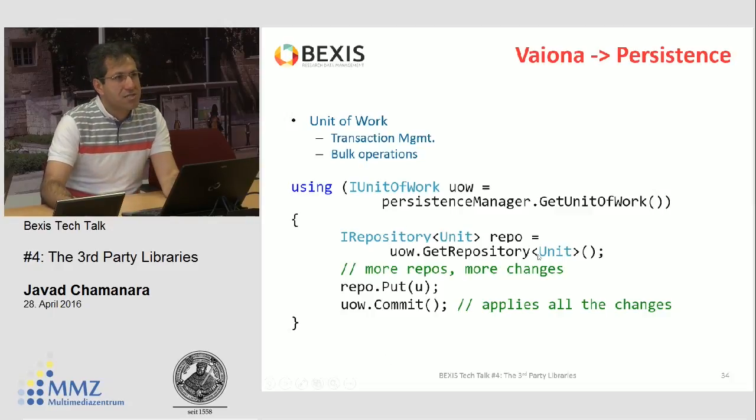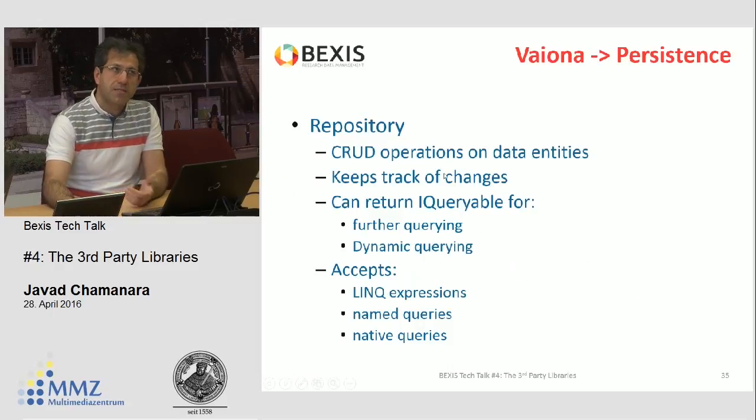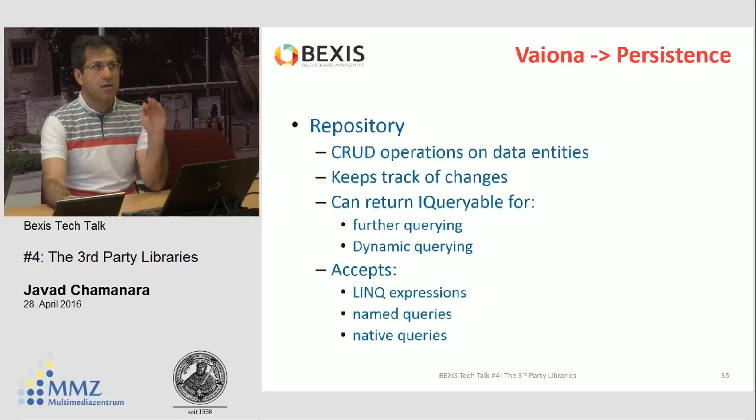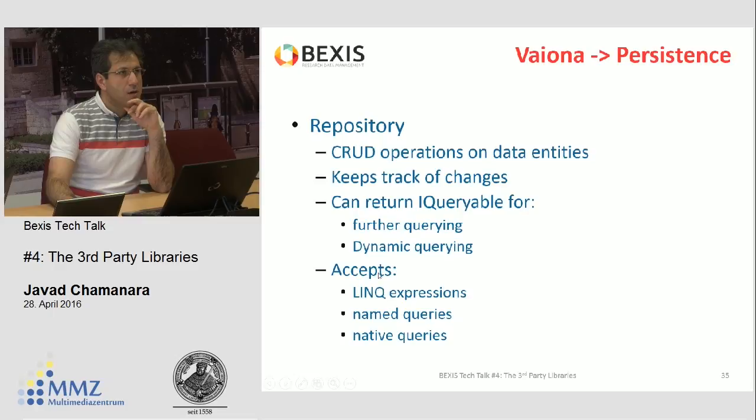But the repositories themselves also have some useful functions. Like they do basically CRUD operations on data. They keep track of the changes. They can return IQueryable for further querying or dynamic querying, or they can return real data. Like you can query a repository to return data to fetch, or to construct a query to later pose on the database. For querying, they accept LINQ expressions. We will see some examples.